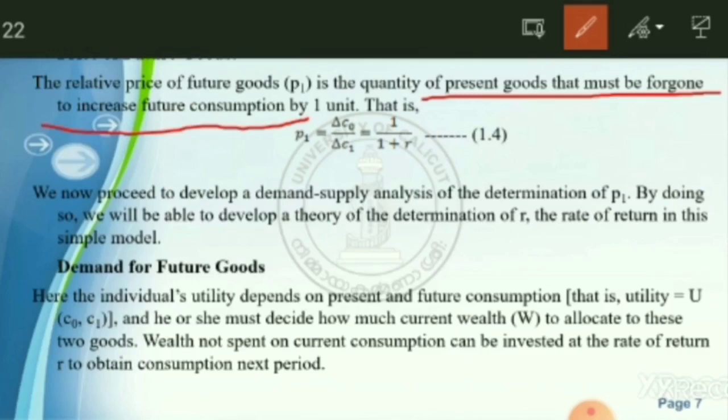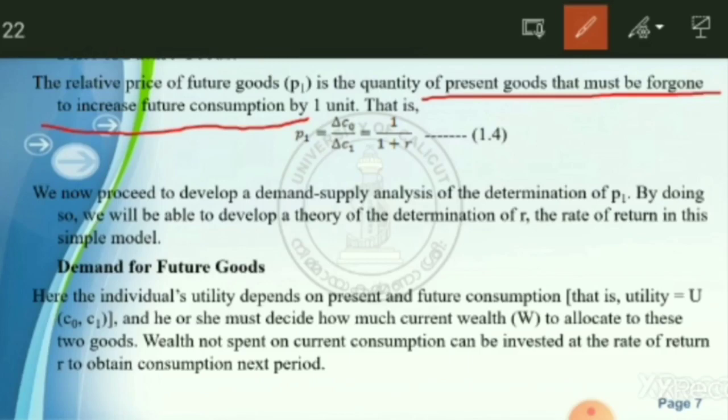So we now proceed to develop a demand-supply analysis of the determination of P1. By doing so, we will be able to develop a theory of the determination of R, the rate of return in this simple model. And what is the demand for future good? Here the individual's utility depends on present and future consumption. That is, utility is equal to U(C0, C1), and he or she must decide how much current wealth, W, to allocate to these two goods.